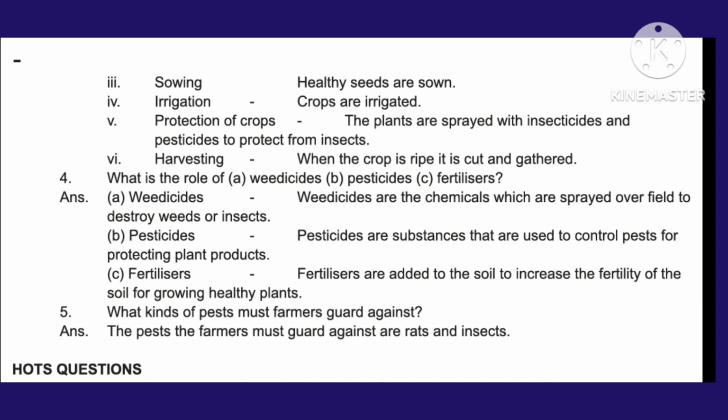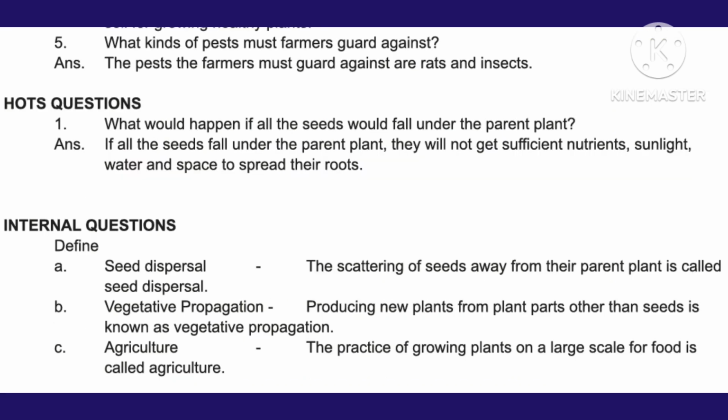Fifth, what kind of pests must farmers guard against? Answer, the pests the farmer must guard against are rats and insects. ये HOTS questions हैं. 1. What would happen if all the seeds fell under the parent plants? Answer, if all the seeds fall under the parent plant, they will not get sufficient nutrients, sunlight, water and space to spread their roots.